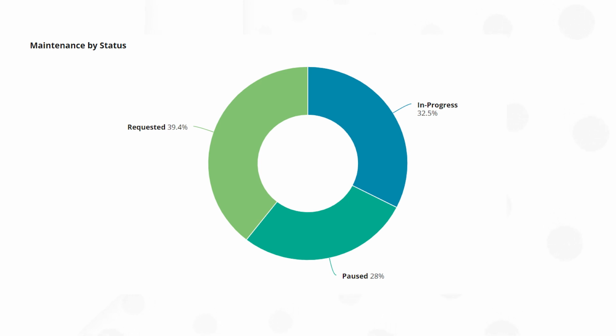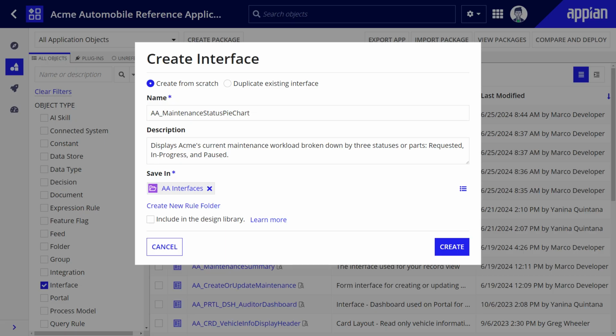In this video, I'll configure a pie chart using Acme Auto's maintenance record type. Let's get started. First, I'll create an interface where I will build the pie chart. I'll name it AA Maintenance Status Pie Chart and give it a description so other developers know its purpose.